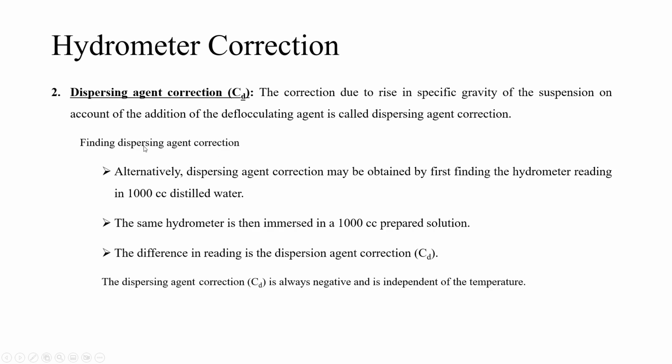Alternatively, we can also find this dispersing agent correction by a simple method. In a 1000 ml measuring cylinder which contains the prepared dispersing agent solution, the hydrometer is immersed. This will give some reading. Now the same hydrometer is inserted in a measuring cylinder containing only water up to the 1000 ml mark. That will again give some reading. The difference in both readings will be the dispersing agent correction.